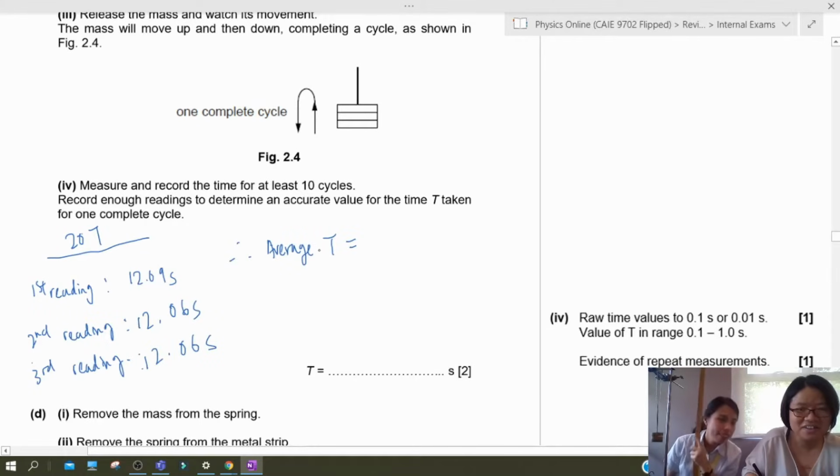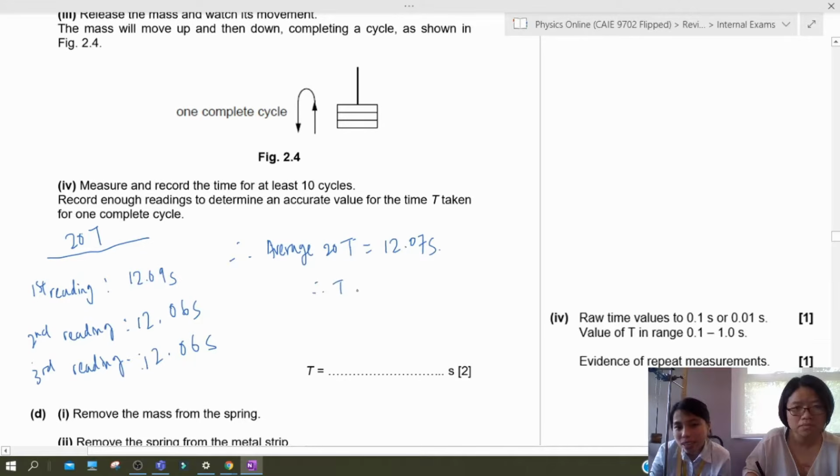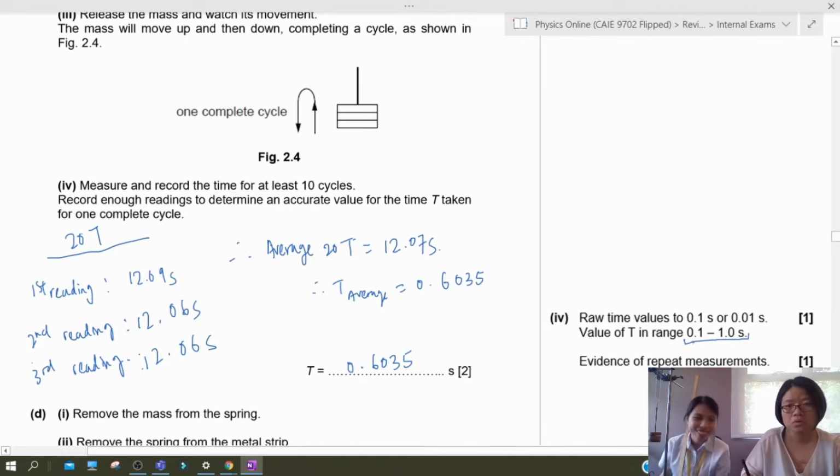Okay, so we have taken readings, do 3 times. Each round is 20 oscillations, as you can see. So that means you find the average 20T, which is 12.07, and then we divide by 20 oscillations. So average T will be, well, make sure you press calculator correctly. We got 0.6. Is that in range? You see on the right side was 0.1 to 1.0. Very nice. We are in range.